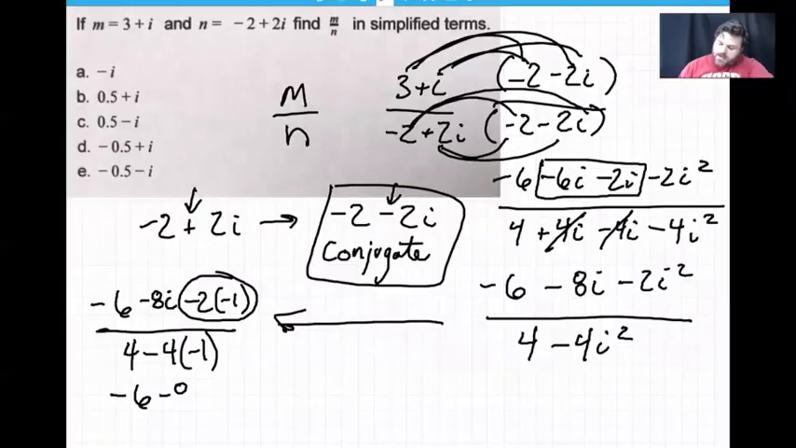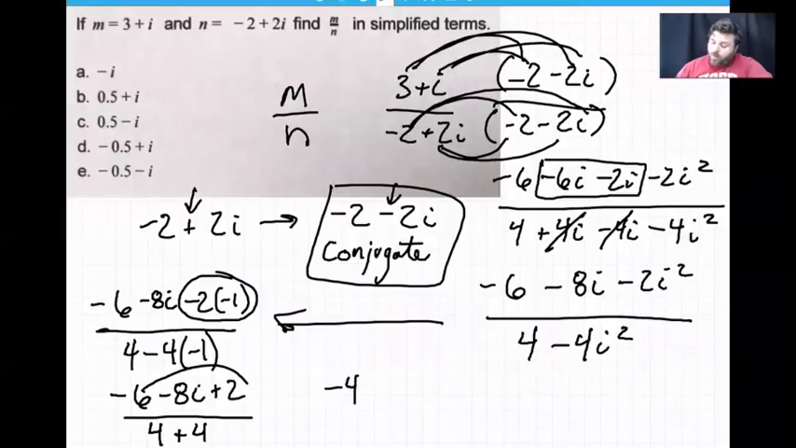Negative 6 minus 8i plus 2, divided by 4 plus 4, right? I've got a negative 4 times a negative 1. That makes a positive 4. Combine my numbers up top. Negative 6 plus 2 is negative 4 minus 8i, divided by 8.